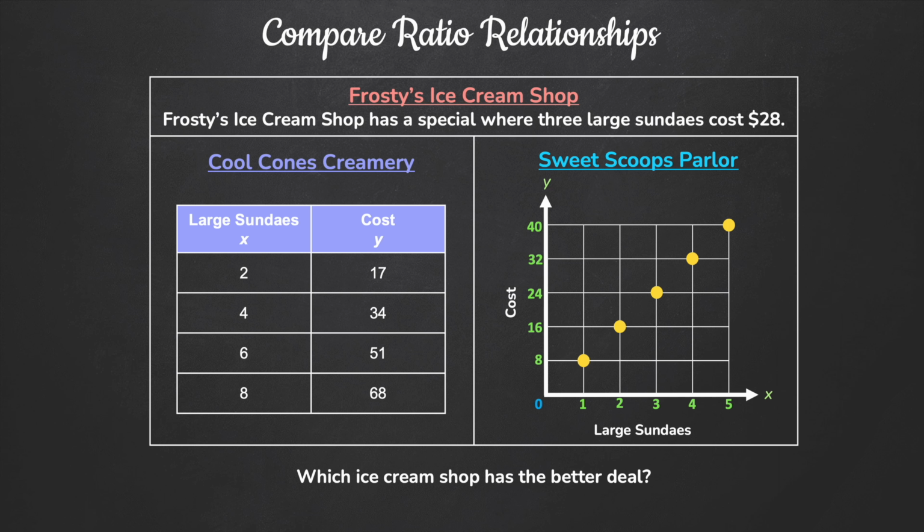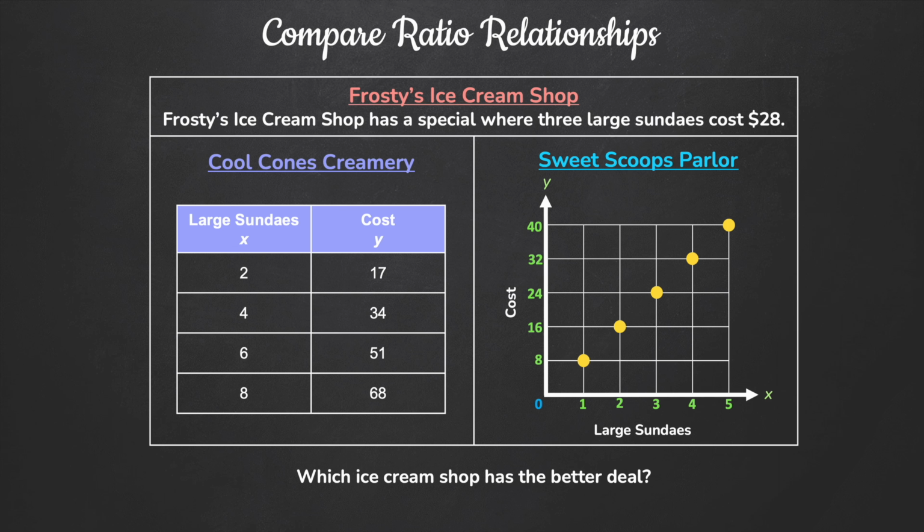At Cool Cones Creamery, we have here a table that breaks down the number of large sundaes and the cost. So 2 large sundaes cost $17, 4 large sundaes cost $34, 6 large sundaes cost $51, and 8 large sundaes cost $68. Notice here that every time the large sundaes increase by 2, the cost is always increasing by 17. So here we have a table of equivalent ratios.